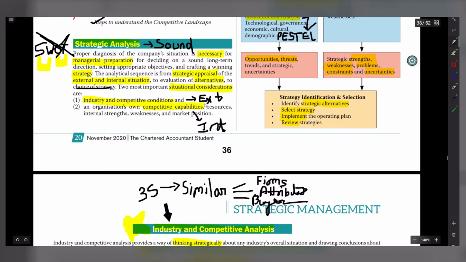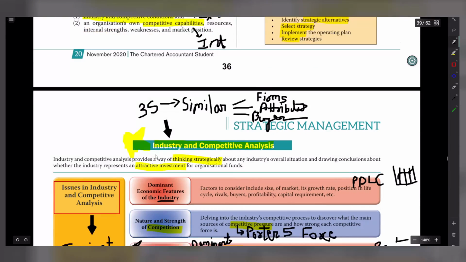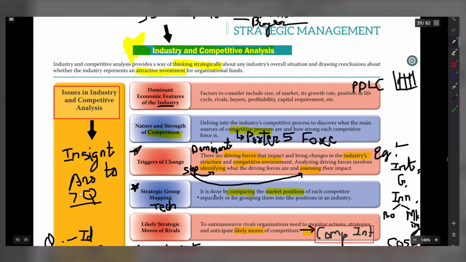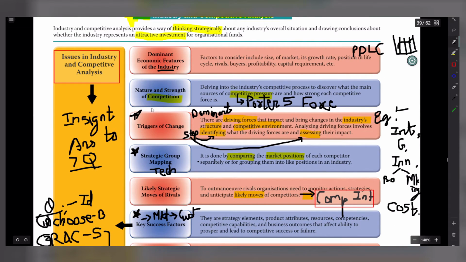When we are talking about external analysis to gain opportunities and threats in relation to industry and competitive conditions, we'll look into 7 insights which answer our question. These are the 7 insights. Before entering an industry or getting into competition, we need to analyze these factors. So a quick revision: the dominant economic features of the industry. We'll look into the product life cycle, the size of the market, the growth rate of the market, the rivals in the industry, the buyers, the profitability.